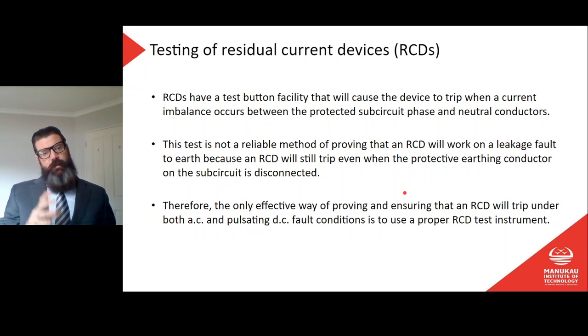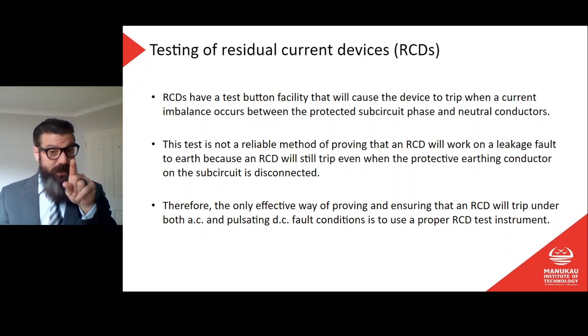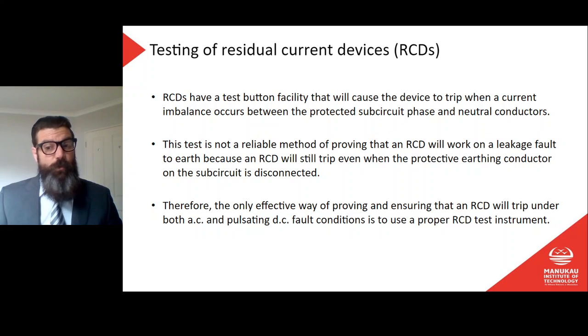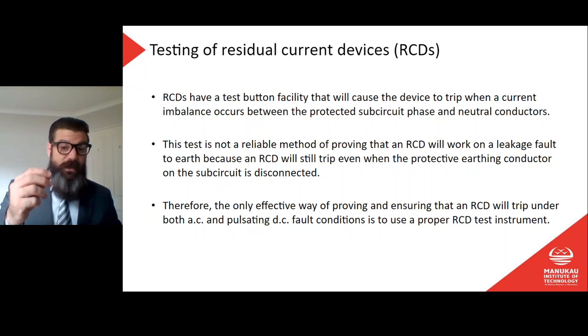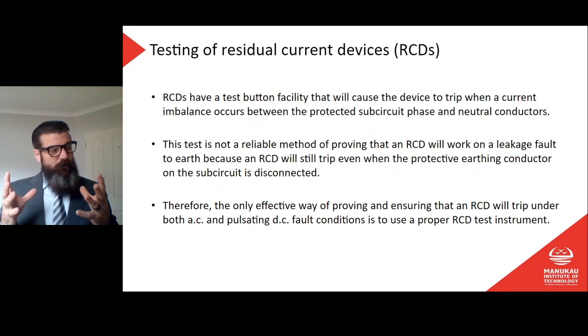Testing of RCDs. An RCD has a test button facility that will cause the device to trip when a current imbalance occurs between the protected sub-circuit phase and neutral conductors. Remember though that that's a little circuit happening inside the RCD, with no reference to outside conditions. So this test is not a reliable method of proving that an RCD will work on a leakage fault to earth, because an RCD will still trip even when the protective earthing conductor on the sub-circuit is disconnected. That means the RCD will still trip when I push the test button, even if the earth conductor on that sub-circuit is disconnected. So what's the risk there?